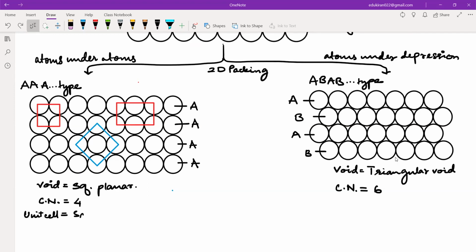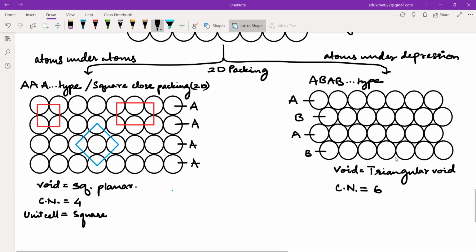is a square. That means if I copy and paste this square, if I start packing this square, then also I will be getting an AAA type packing. That is why it is also known as square close packing, and this is in 2D. Okay, square close packing in 2D.